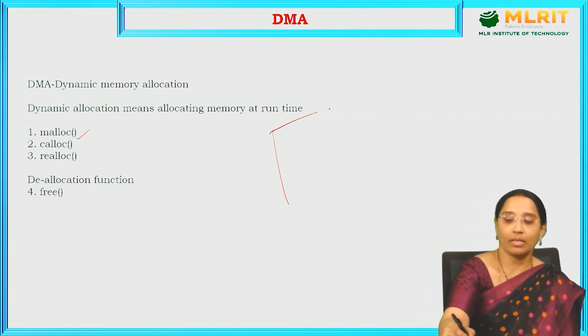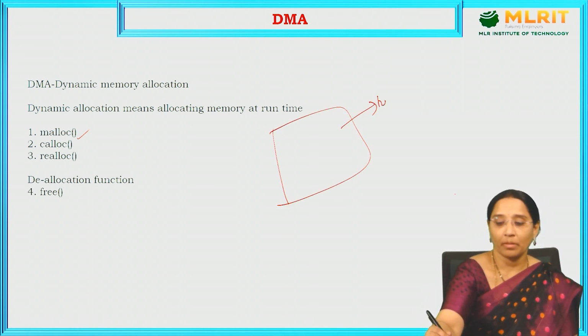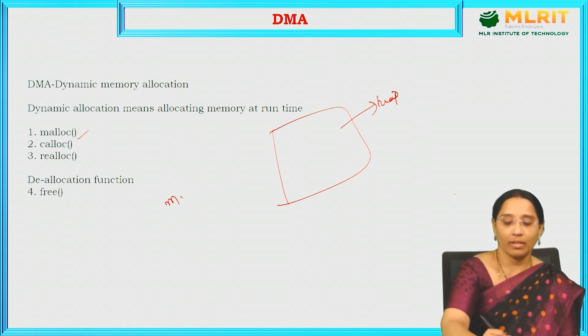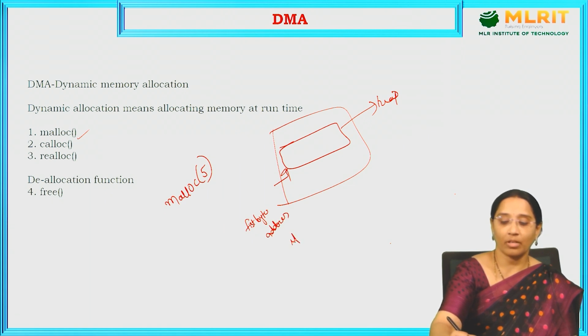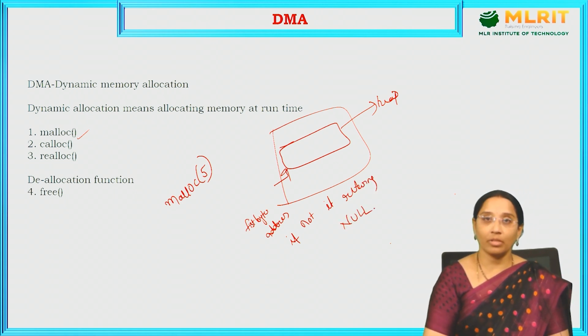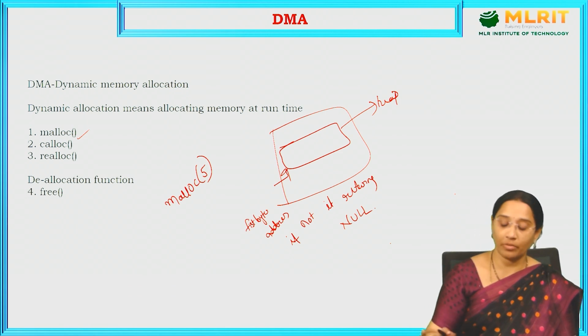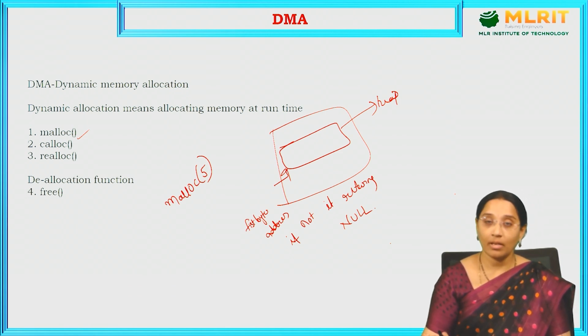So this is your heap section. Heap is a large pool of memory. Suppose I use the function malloc of 5. In this heap section it will allocate one single block of large memory, and on success it will return the first byte address. If not, it will return null, because a pointer always holds an address.